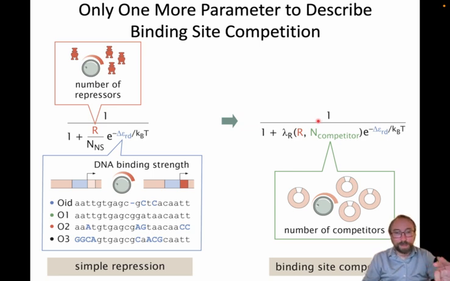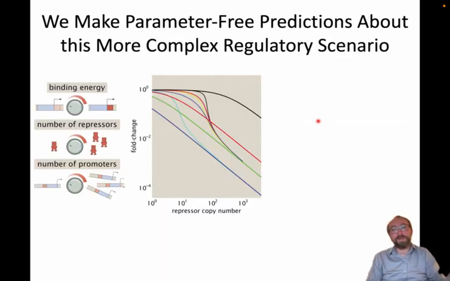But the cool thing is that you can tell the number of competitors through some other measurement, like doing qPCR, measuring DNA content. There are independent ways of measuring the number of competitor binding sites. What I'm telling you is that we could then predict the fold change in gene expression as a function of the number of repressors, not only in terms of the binding energy, but also in terms of the number of repressors. And these are the predictions that we made.